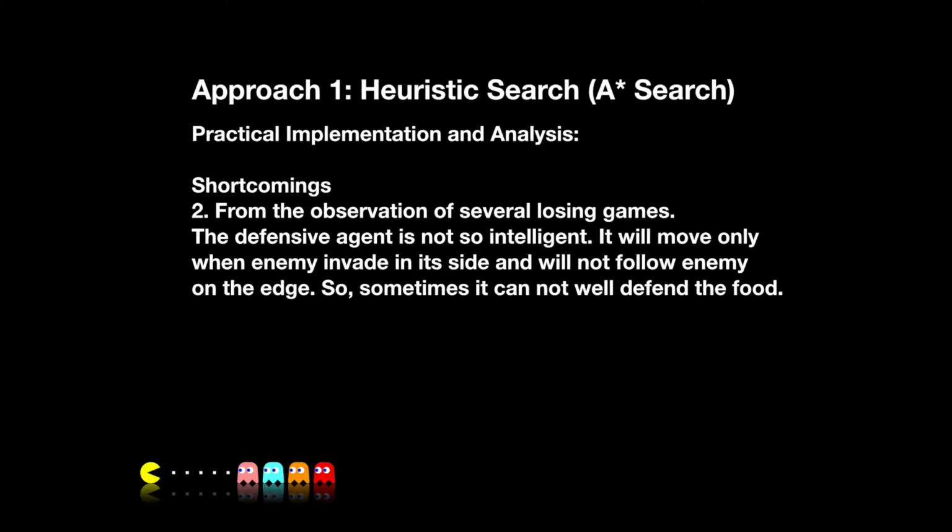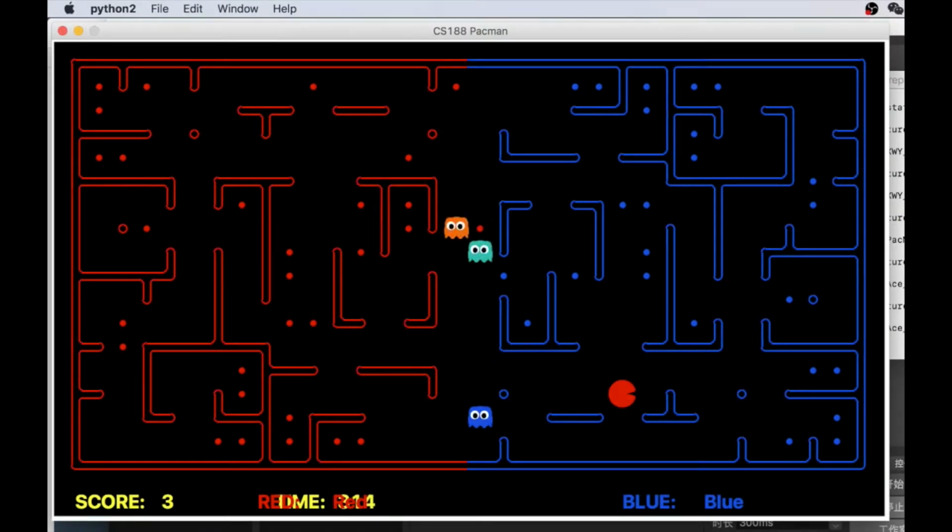Besides, we analyzed several losing games. The defensive agent is a little dummy. It will move only when the enemy invades its side and will not follow the enemy on the edge. So sometimes it cannot defend the food well.